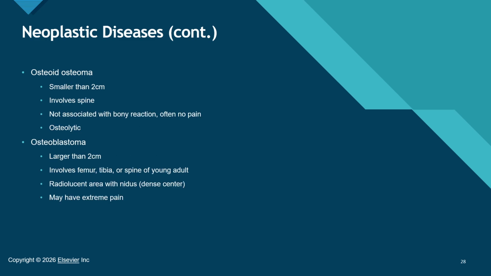Osteomas and osteoblastomas have similar histology, but they differ in many other ways. An osteoma is smaller than 2 centimeters, involves the spine, is not associated with any bony reactions, and often no pain is associated with them, and they are an osteolytic lesion, whereas an osteoblastoma is larger than 2 centimeters, involves the femur, tibia, or spine of a young adult, may have extreme pain, and appears as a radiolucent area with a dense center, which is referred to as nidus.